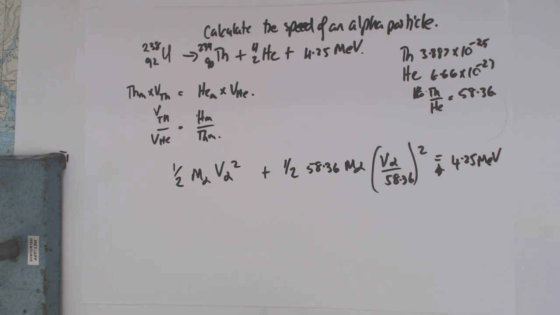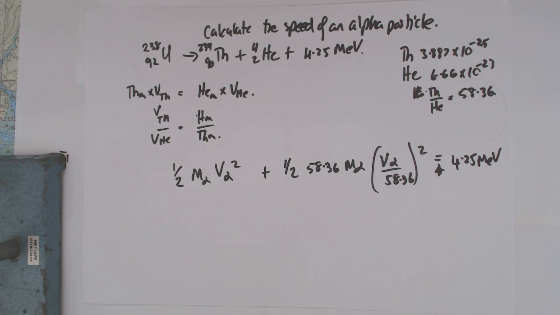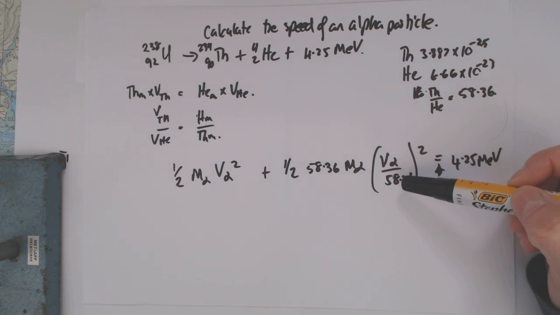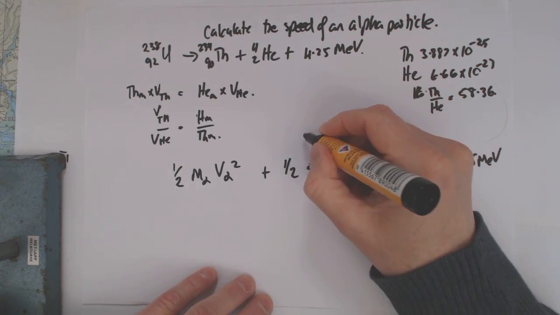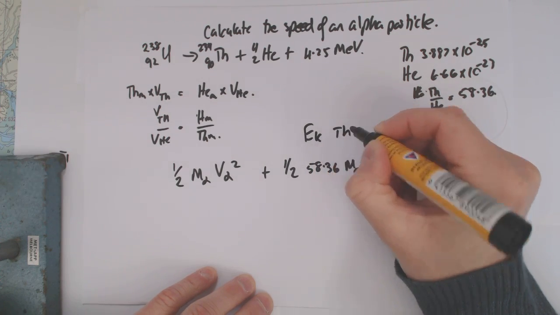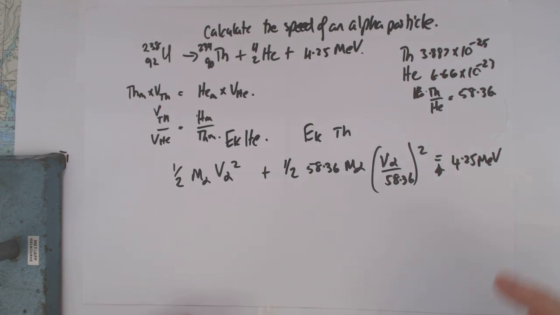This is the guts of this question. The conservation of momentum means we've got the helium particle moving 58.36 times faster, which means that when we do the velocity of the thorium, we have to divide it by 58.36, because we're doing this all in terms of the alpha, and the mass of the thorium is that much times bigger. So the kinetic energy of thorium plus the kinetic energy of helium must add up to that energy, because that was the energy released.